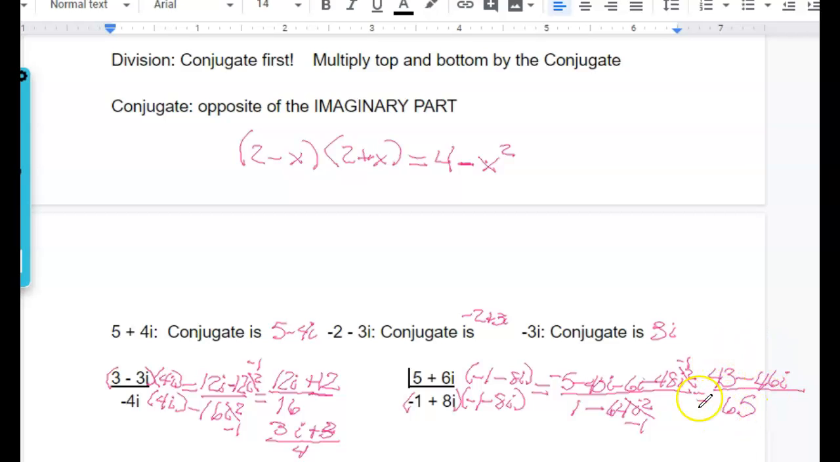Again, if I could, I would simplify this. 43 is prime, so there's nothing else I'm going to write. I'm not going to separate the constant and the imaginary fraction. If you guys want to, that's great, again, but you don't have to.